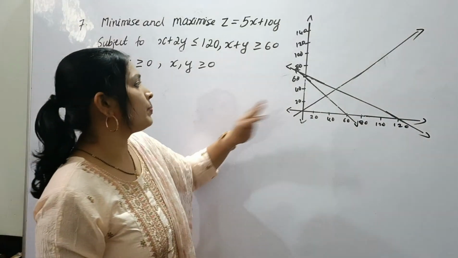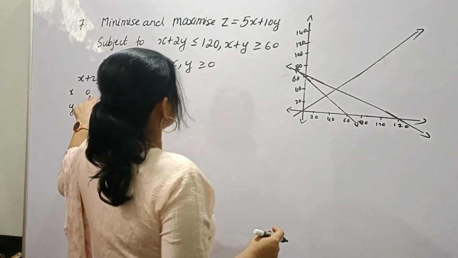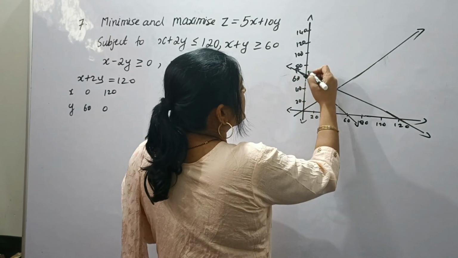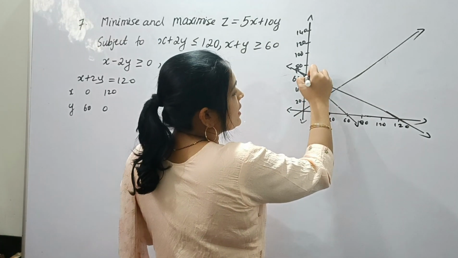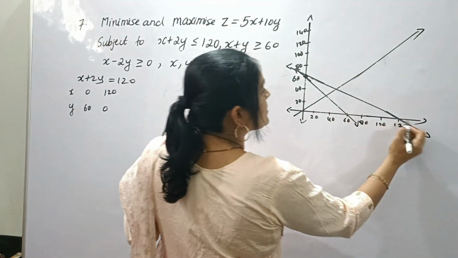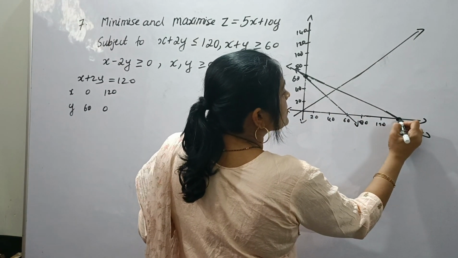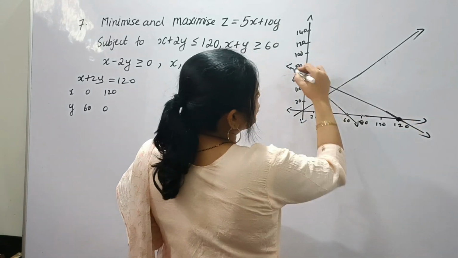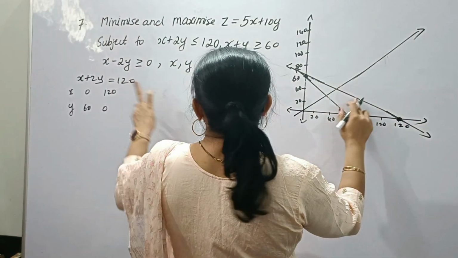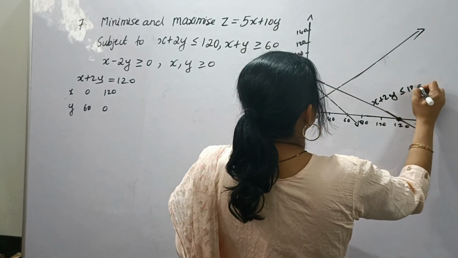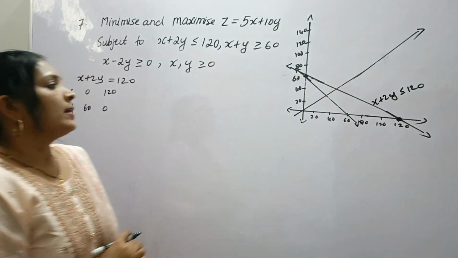Now let's plot the points. When x = 0, y = 60, that is the point (0, 60). And next, x = 120 and y = 0, it is the point (120, 0). Join these points. So it is the line x + 2y ≤ 120.